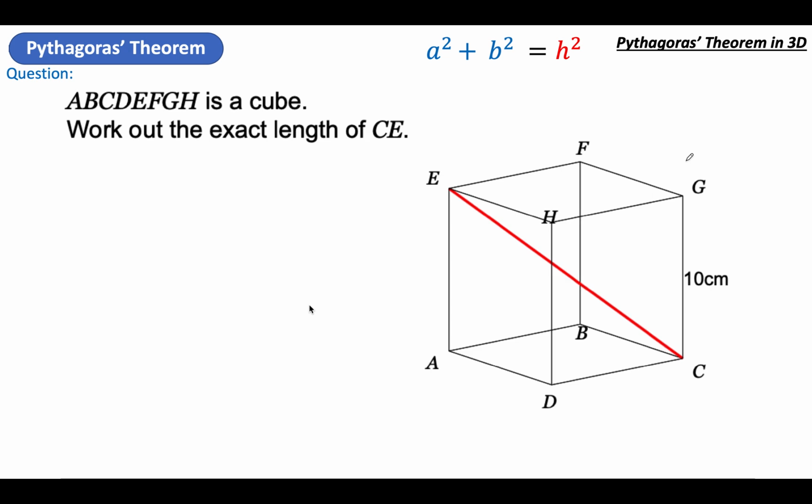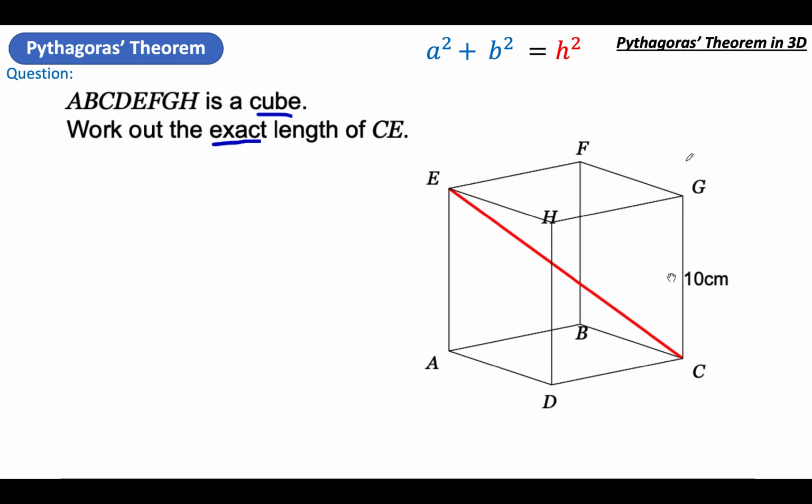So here's another problem, another cube, and this time it is a cube. Every side is 10, because it says it's a cube, and it says over here one side's 10, so all sides are 10. Work out the exact length of CE. Now, this is interesting because it says exact length, so actually we want to leave our answer as a surd. We don't even want a decimal in this case, although, to be honest, I'll show you the decimal answer as well.